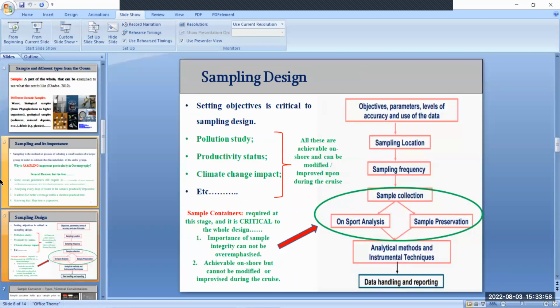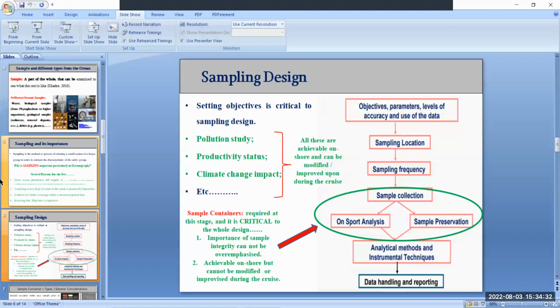So let's look at sample design as a whole. The first component that I will mention here is the objective. The objective of your project, the objective of your sampling, is very key, is critical to sampling design. Do you want to do a pollution study? Do you want to carry out a productivity study? Or is it a climate change impact study? Your objective will go a long way to determine how the sampling design will look.